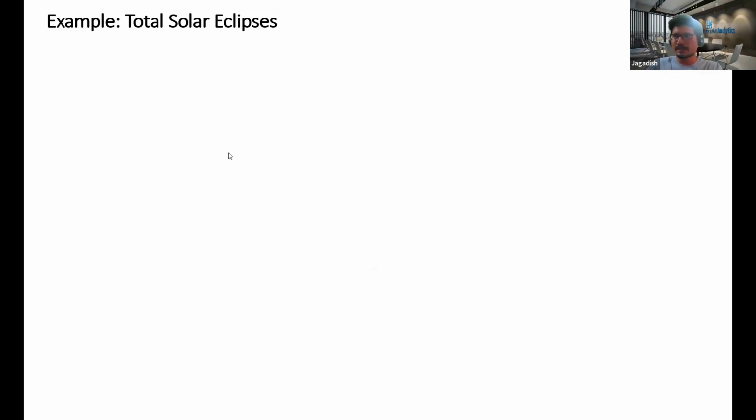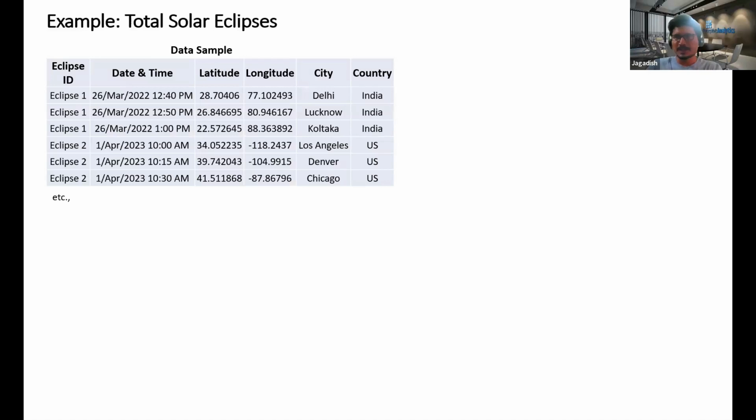Let's say you contacted some scientists, or whoever the responsible people are, and they gave you the data related to all the eclipses that have happened in the past and that will happen in the future as well. Ignore the dates for now, but let's say this is the data. You have eclipses and which cities they go through at what time, etc. This data you have.